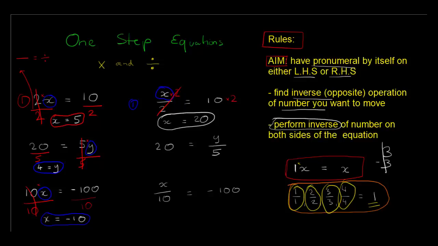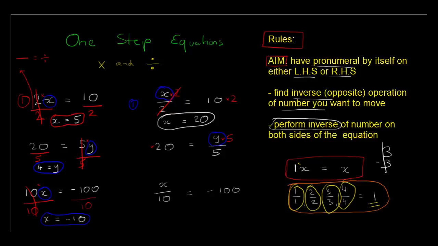Alright, for the next one, remember here we have it on the right hand side, it doesn't matter, same procedure as per usual. We want to get the y by itself. At the moment we've got 20 equals y over 5. Now that y over 5 means divided by 5. So what's the opposite of division? That was multiplication. So instead of dividing by 5, we can just multiply both sides by 5.